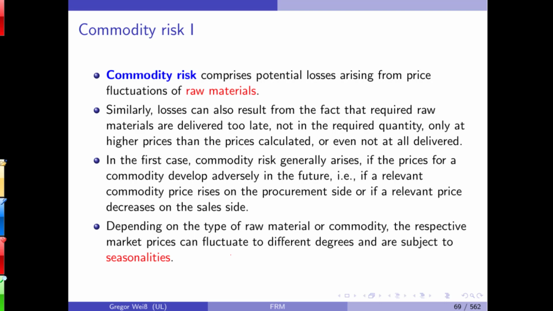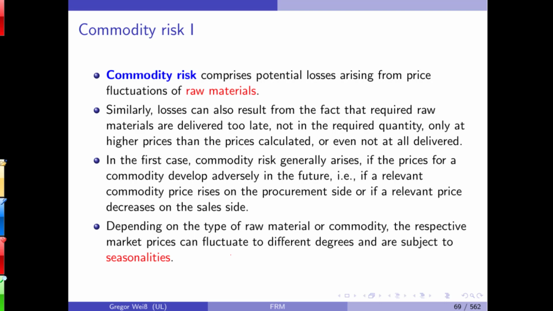Do you know some special properties of some commodities? Agricultural products are usually exposed to seasonalities. If it's the season for wheat, if it's the season for, well, it's always season for pork bellies, I guess. But wheat only grows during some times of the year. Maybe a more practical example.